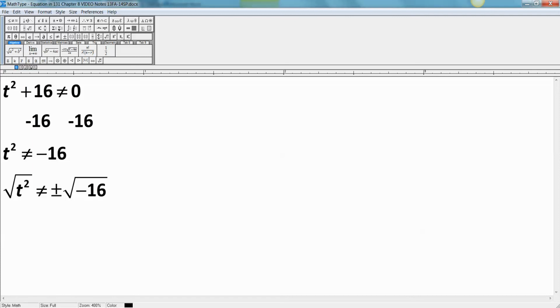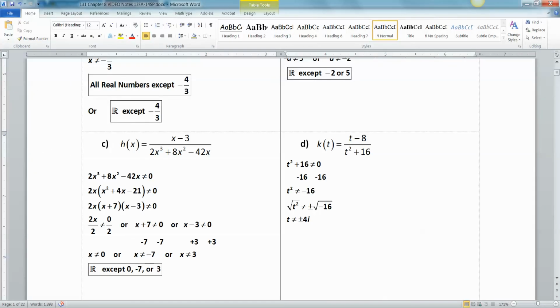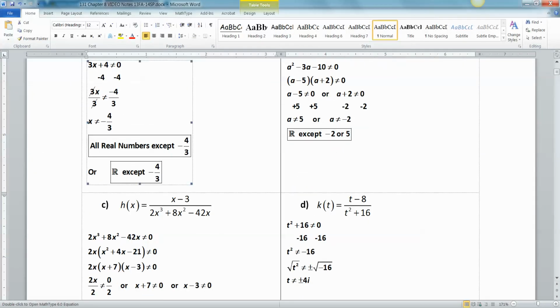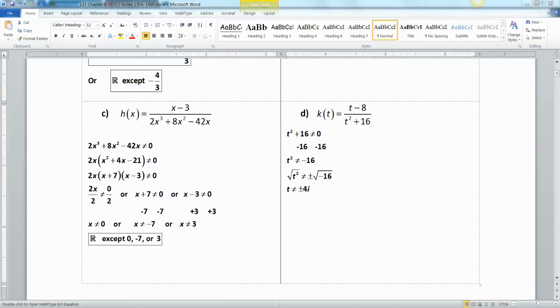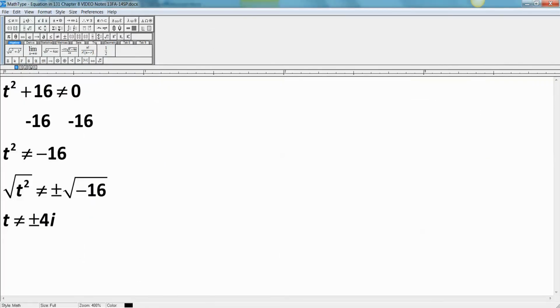Okay, but this is a negative under a square root. So that means t cannot be plus or minus 4i. But i is an imaginary number, and we're working in the real numbers here, right? So we're saying all real numbers except imaginary ones. So I could put any real number in. I just can't put in an imaginary 4i or a negative 4i. So that means all real numbers is my domain.